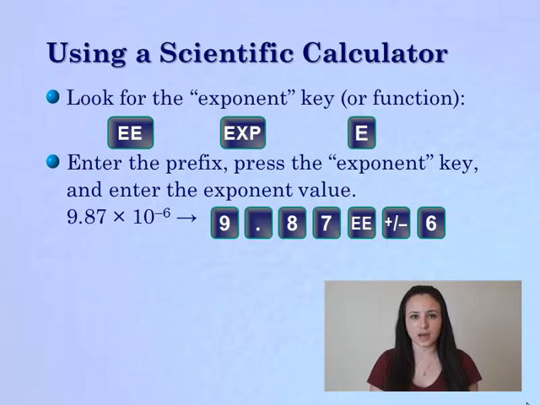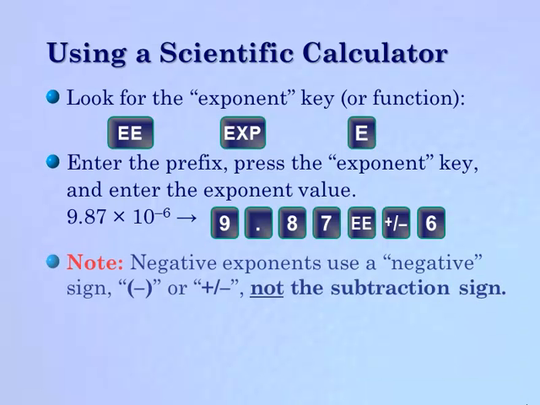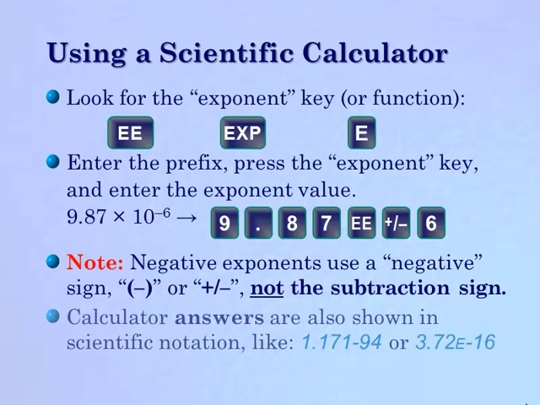you would enter the digits 9.87 like you would normally enter them, and then press the EE key for the exponent. In our case, you would enter the plus or minus key to get the negative in there, and then the 6 key. Now, you have to be very careful to note that the negative exponents use a negative sign, not a subtraction sign on your calculator.